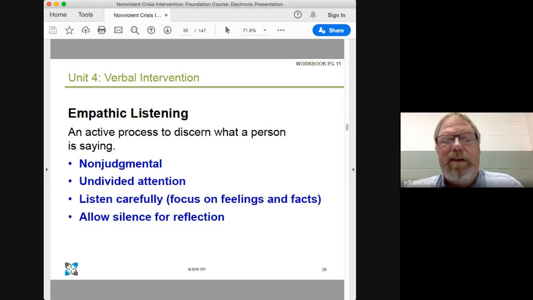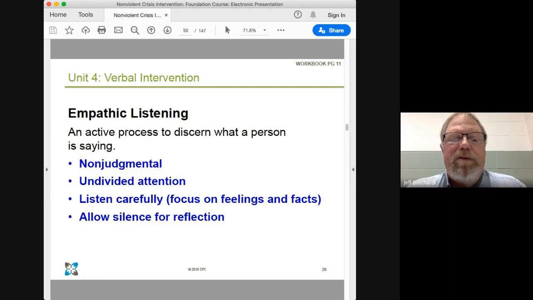Listening carefully, okay? Focusing on both feelings and facts. So not just what they're saying, but also what are some of the feelings behind it? Are they frustrated? Are they sad? Are they afraid? Those are important clues for you to listen for during this time.